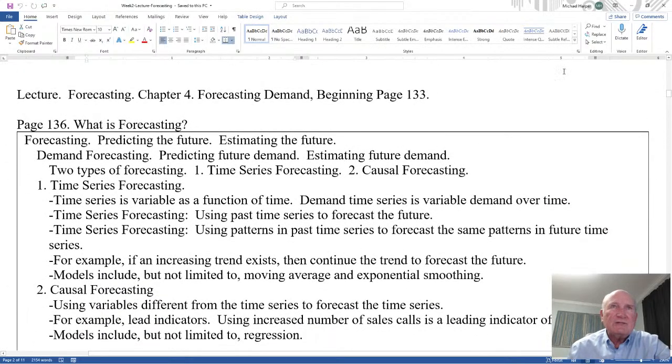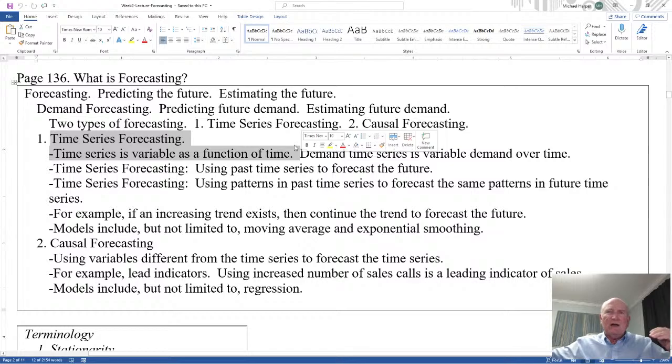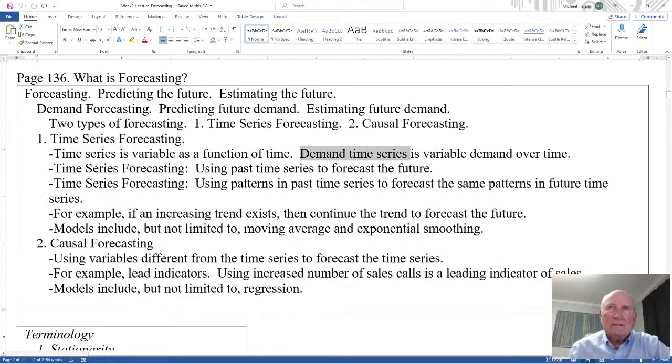Okay, first in the introduction, here is the forecasting. There are 2 types of forecasting: time series forecasting and causal. Time series, essentially, is a variable as a function of time, and you think of demand varying over time. It increases, decreases, increases, decreases, and the demand can be measured in Starbucks by how many people are coming through the door. During rush hour, there's going to be a lot, and then during off hours, it's going to go down. So that's your demand over time.